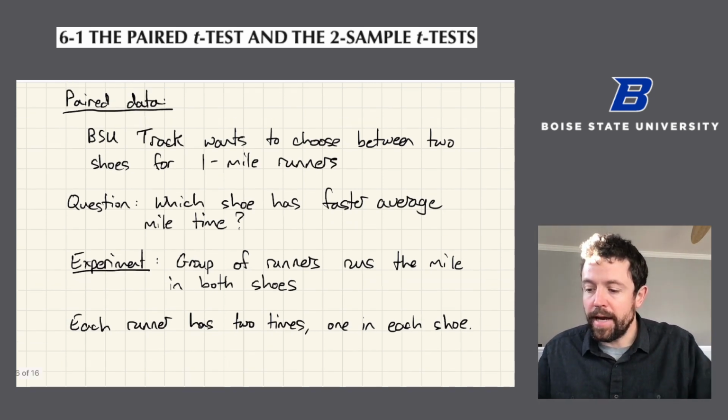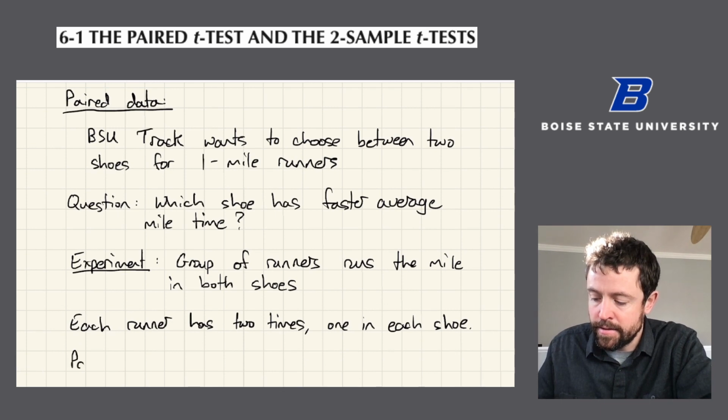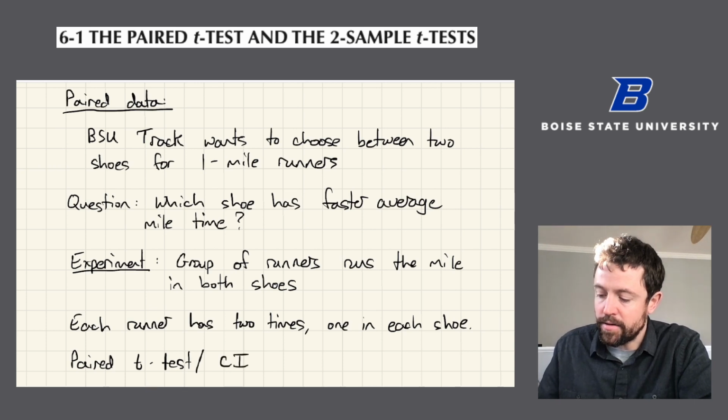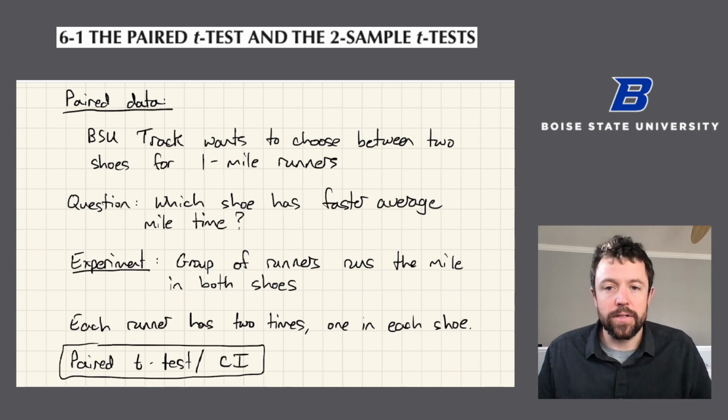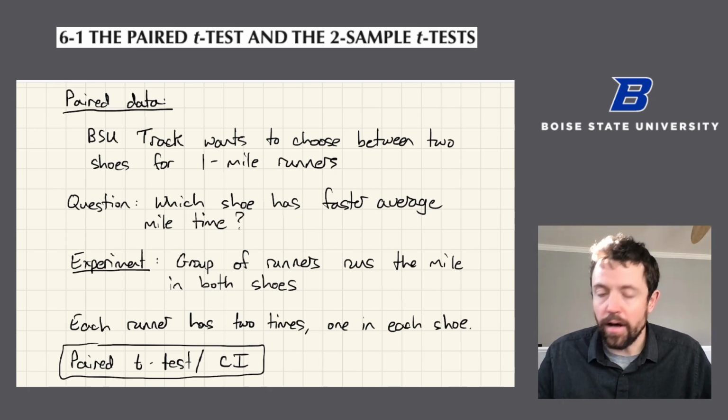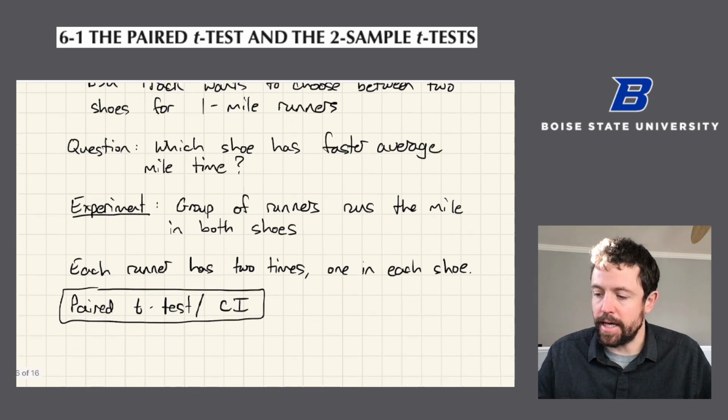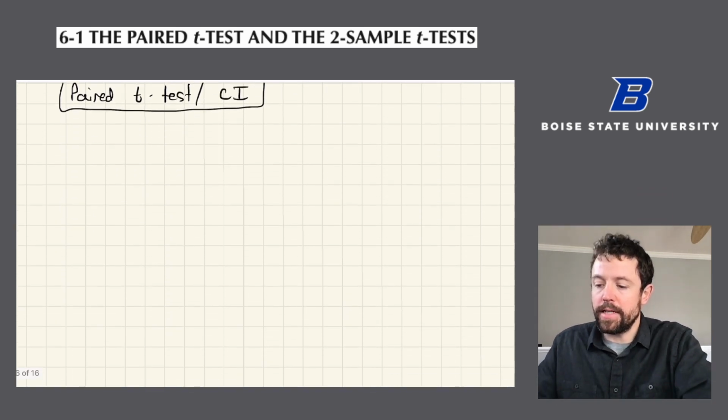And so this is the paired t-test and the paired t confidence interval. That's what we would do when we have paired data. So that's one of the things we're going to look at. Again, I'm not going to describe how to do that in this video. I'm just giving you a sense for what our goal is here. The other 2 procedures, the 2 sample t-tests, are when we have unpaired data.